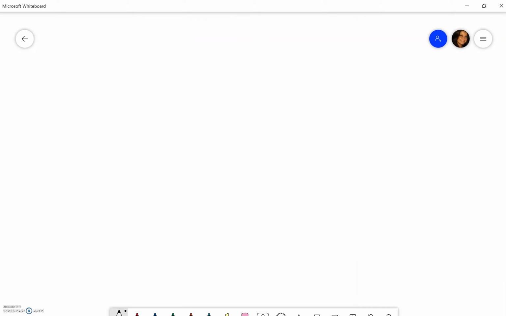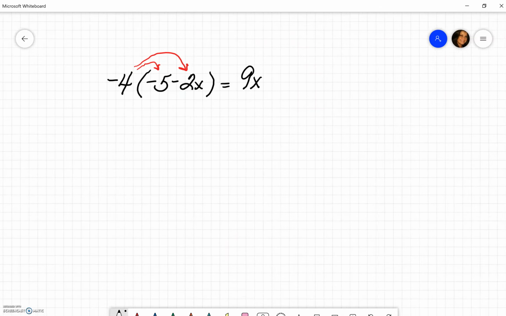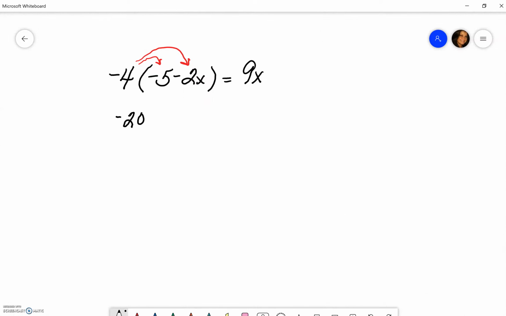Okay, let's do another one. All right, so how about if we have something like this? We have -4 times -5 minus 2x equals 9x, like that. Well, there's nothing we can do inside the parentheses. We can't combine those, so we can go ahead and distribute here, which we learned in our previous section. So the first one, 2 negatives gives us a positive when we're multiplying out. Sorry about that. So this would be a -20. And then when we multiply the next, it would be plus 8x. Don't forget the x equals 9x because we didn't do anything with that yet.